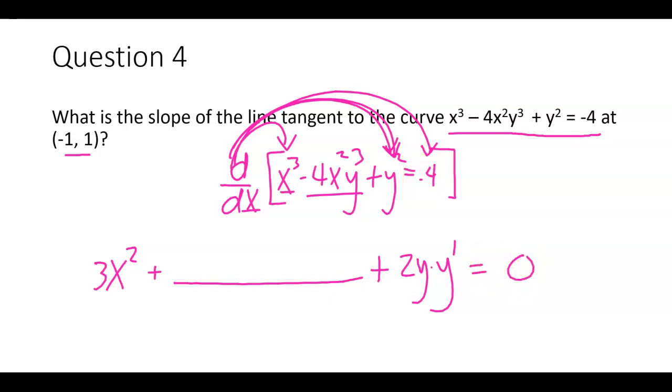All right. Now let's go ahead and do the derivative of this part right here. Now the reason why I wanted to skip on that one is because that's going to be a product rule. Okay. We have two things. We have the negative 4x squared. That's the first part.